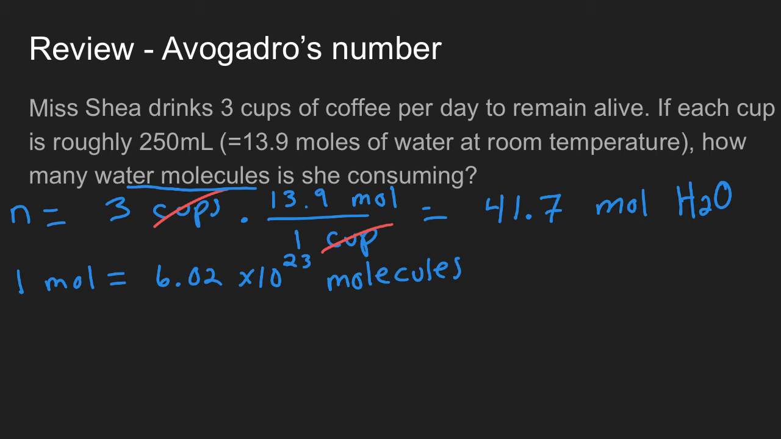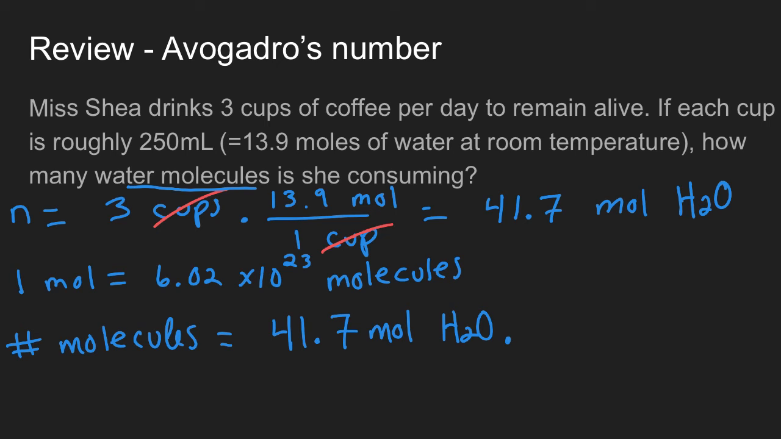So knowing Avogadro's number, I can use this to convert my moles to molecules. So to get my number of molecules, which is my last step, I'm going to start with my 41.7, which is my calculated number of moles of H2O. And I'm going to multiply that by Avogadro's number because I know that if I put 1 mole in the denominator, it will cancel out my units. And then in my numerator will be my 6.02 times 10 to the 23rd molecules.